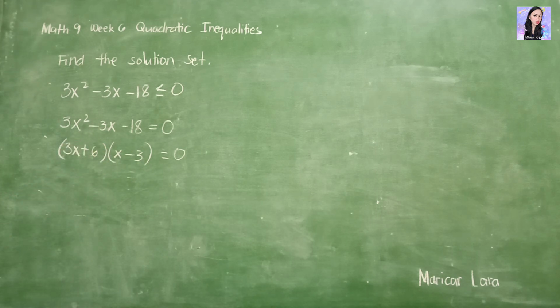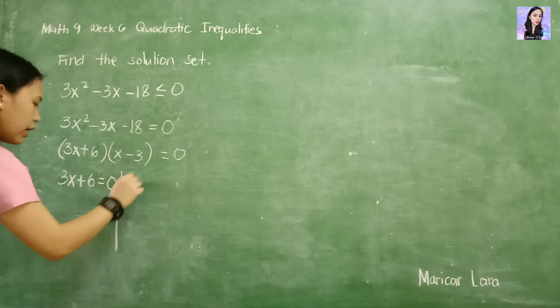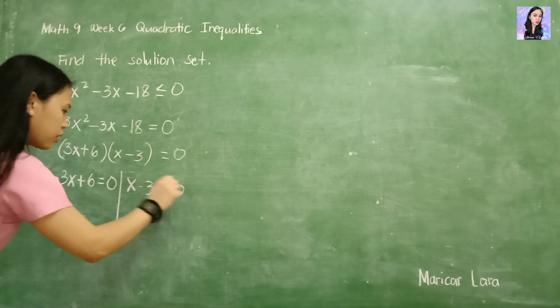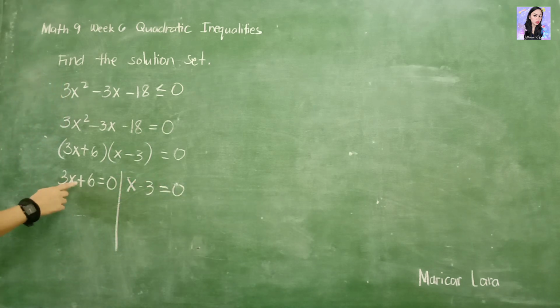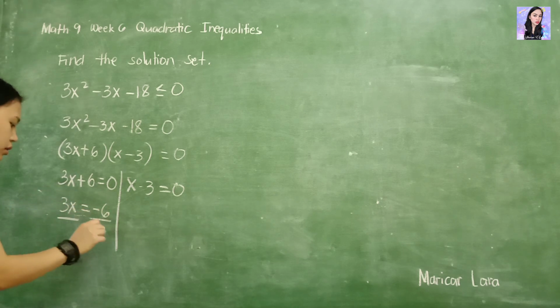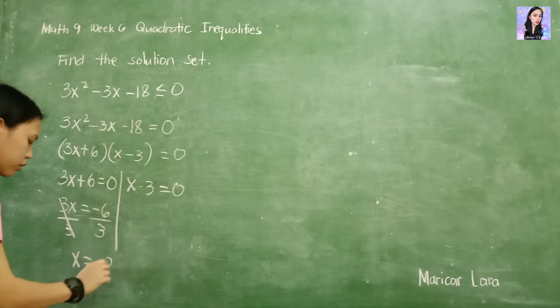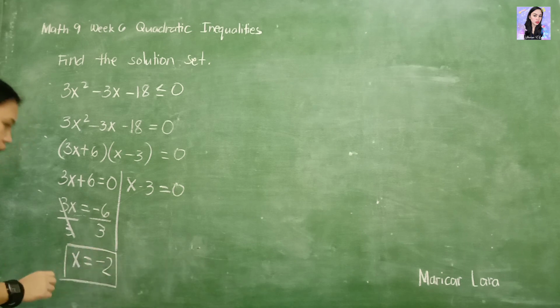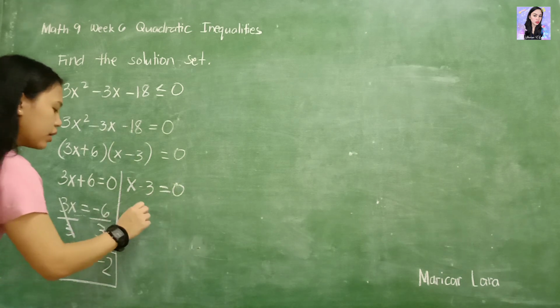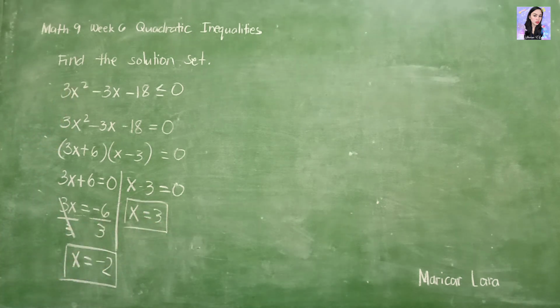And then next step, we will equate to 0. So 3x plus 6 equals 0, x minus 3 equals 0. And then solve lang natin siya, APE, 3x equals negative 6, and then MPE, so divide, we will have x equals negative 2. And then this one, we will have APE then, we will have positive 3. Okay? So we have negative 2 and positive 3.